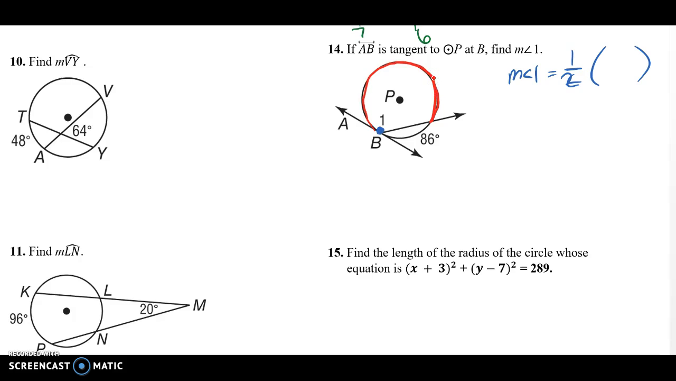We're not given it, but we are given that this arc down here is 86. That arc, 86, and the arc we're looking for add up to the whole circle, 360 degrees. So 360 degrees minus the 86 we're given gives us 274 degrees. Then to calculate our angle, it's just 1/2 of that intercepted arc, 274. So the measure of angle 1 will be equal to 137.